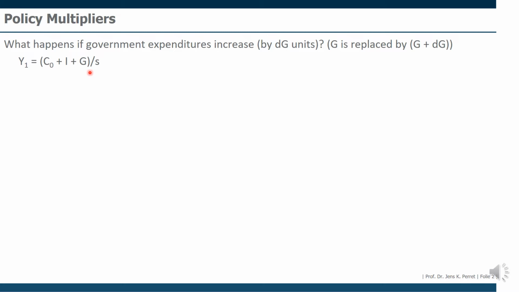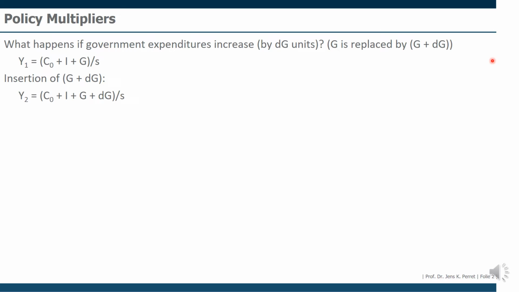And now we can ask what actually happens in this very easy model, which only consists of the goods market, if government increases their expenditures. So what happens if G, the government expenditures, increases, let's say by dG units? Well, in this case, we simply replace G with G plus dG. It will look like this.